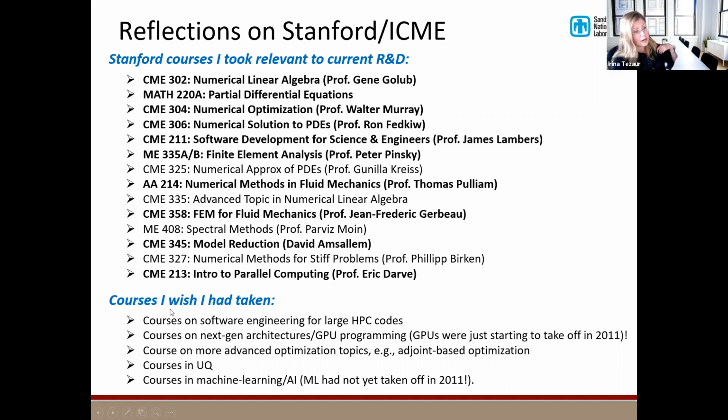There are things, looking back, that I wish I had taken and learned more about. Software engineering for large HPC codes is a big one, not very glamorous, but very, very important. Also more on next generation architectures, more on advanced optimization topics, more on machine learning. Some of these things hadn't quite taken off while I was there, but admittedly, some of these things I was interested in, but I was maybe a little bit intimidated by them at the time, and I passed on that opportunity.